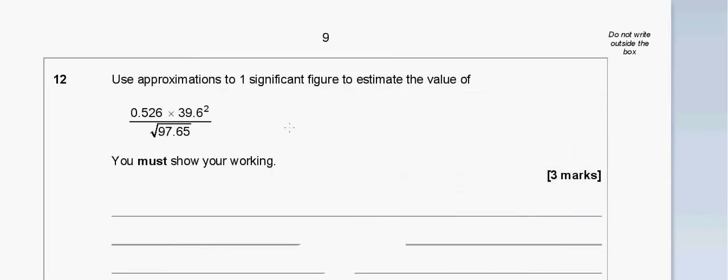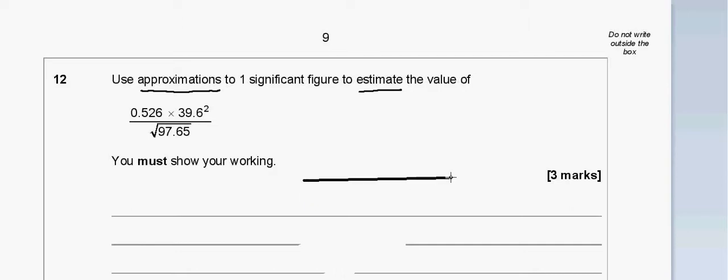Okay, so question 12. Use approximations. So this is the word to pay attention to. And estimate. So we don't need an exact answer. So use approximations to one significant figure to estimate the value of this horrible equation. So you must show your working. So this is for 3 marks.